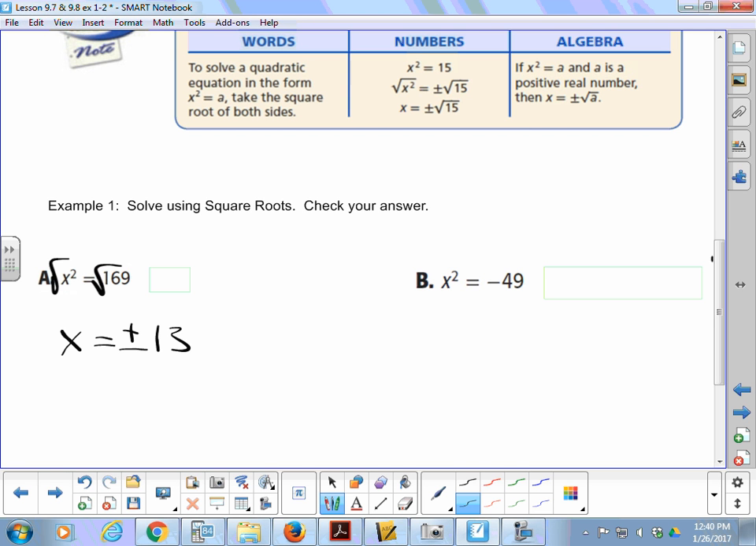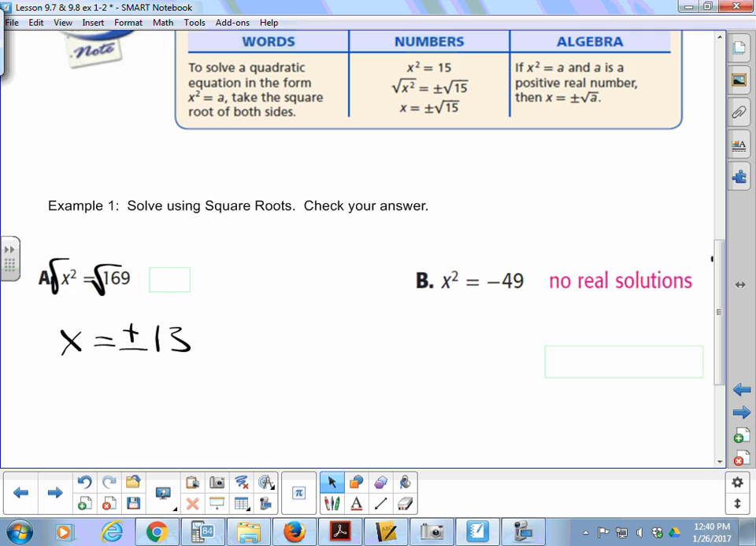And as we just saw when we tried to graph those with this one like letter B, the fact is we can't take the square root of a negative number. Right? So in those situations there is no real solution. So when a is positive, we get two real solutions. When a is negative, we get none.